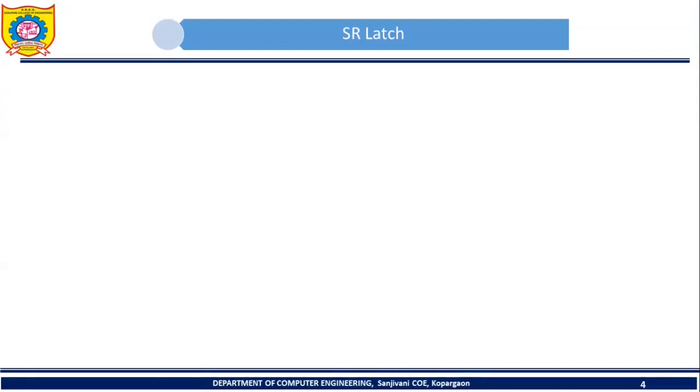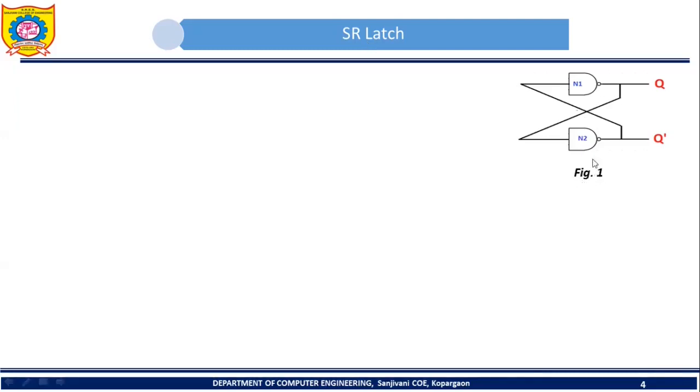Welcome everybody. Now we are going to discuss SR latch. So already we have seen what is meant by latch. Latch is a 1-bit memory cell. You are familiar with the circuit that is shown in this figure 1. This circuit contains two cross-coupled inverters. We have seen that this is the circuit of a 1-bit memory cell.